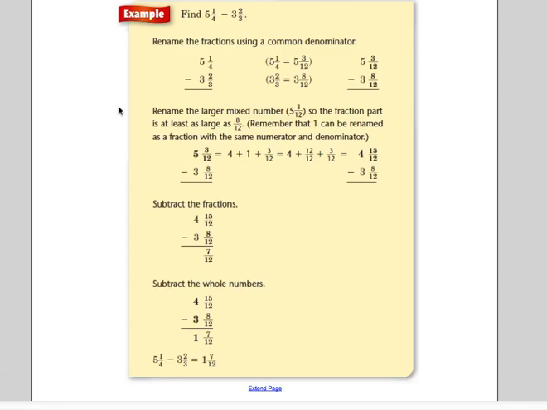In our first example here, we need to find 5 1/4 minus 3 2/3. Now when we look at those fractions, we can see that we do not have a common denominator. So the first thing that we need to do is rewrite the fractions with common denominators. We're going to use 12 as our common denominator. We'll rewrite 5 1/4 as 5 3/12, and 3 2/3 is equivalent to 3 8/12. Okay, so we rewrote the problem with common denominators.